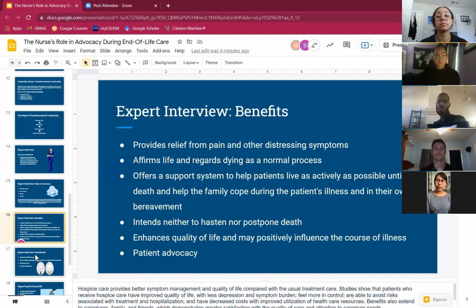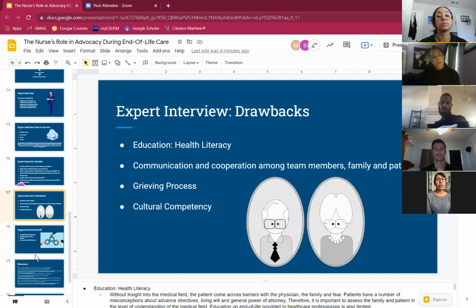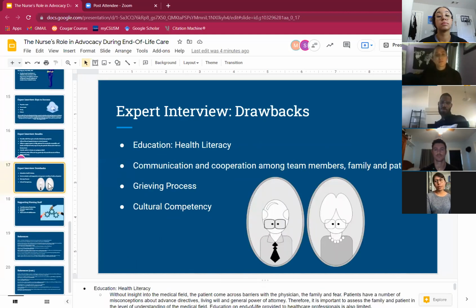She also shared that benefits extend to caregivers, family, and friends, which also further satisfies the quality of care and attention the caregiver needs. Next slide. Upon this interview with Dr. Nguyen, she shared the same drawbacks that were mentioned before this: there is a lot of lack of education for nurses when it comes to hospice care.